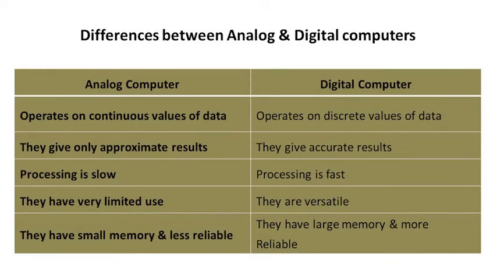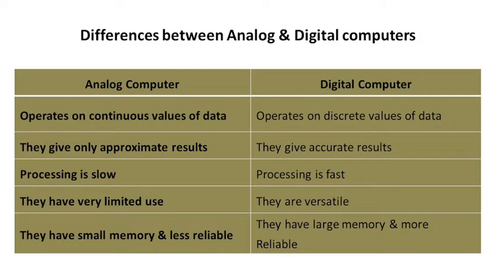The difference between analog and digital computers: the analog computer operates on continuous values of data, whereas the digital computer operates on discrete values of data. Analog computers give only approximate results, while digital computers give accurate results. Analog computer processing is slow, digital computer processing is fast. Analog computers have very limited use and digital computers are versatile.